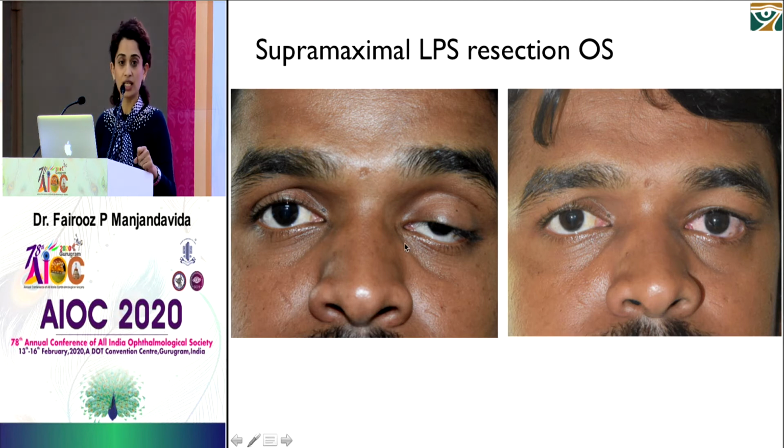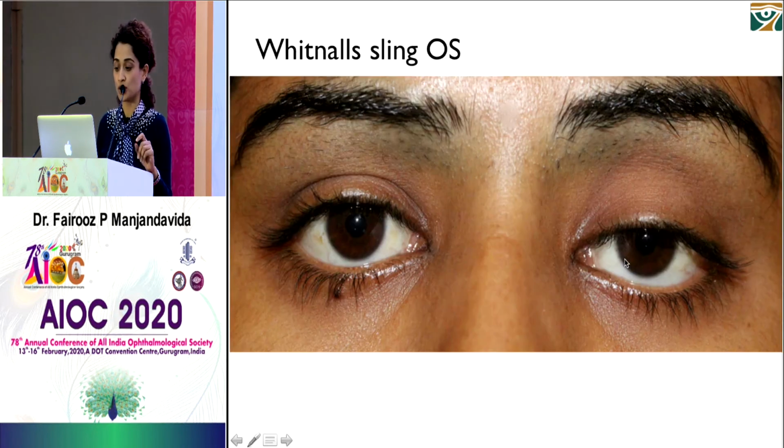So this was again a case of congenital ptosis, severe. His LPS action was less than 3 millimeters. I used to do a lot of frontalis sling surgeries earlier, but I'm gradually shifting to the supramaximal resection of LPS in these cases, because cosmetically it looks slightly better and in the long term gives a better outcome than frontalis sling surgery, and this is what the patient underwent.